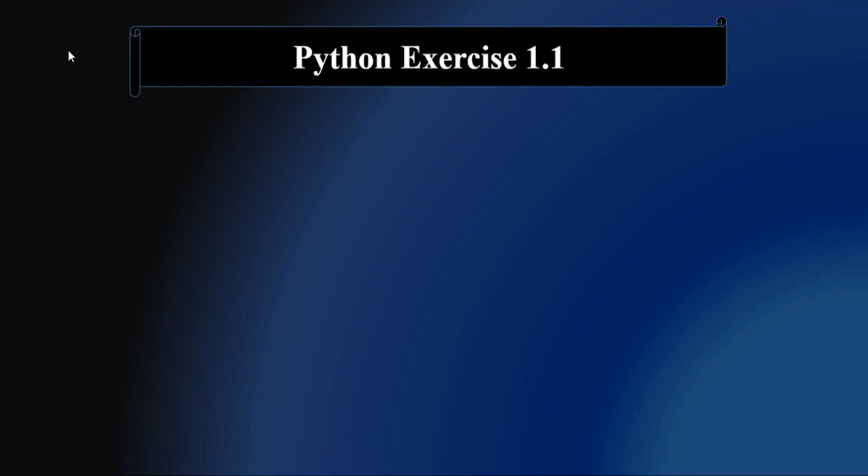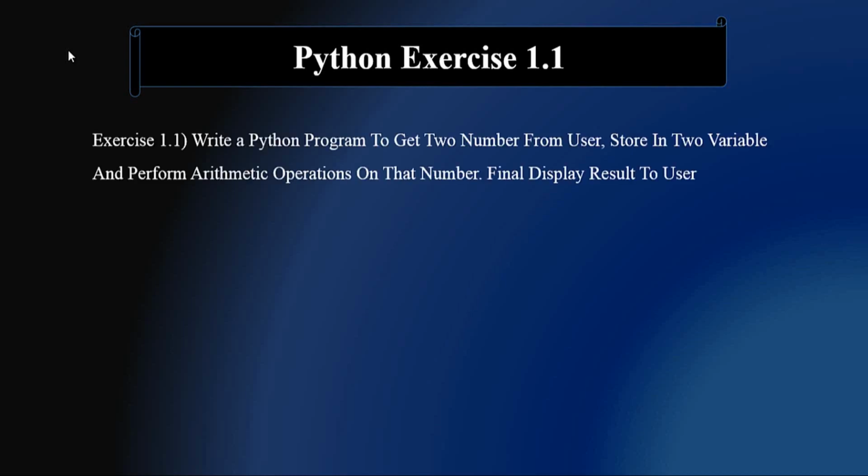Hi guys, in this class I will share exercise 1.1 and I will also provide a solution for it. Exercise 1.1 is to write a Python program to get two numbers from the user. You know that we have discussed the input method. The input method is used to get anything from the user. After getting two numbers from the user, store them in two variables.